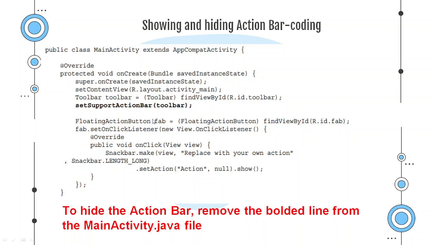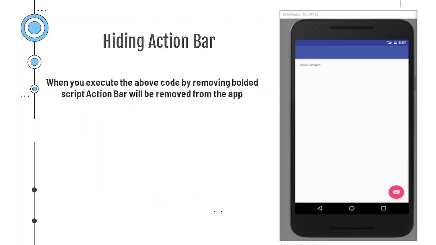Now we will see what happens after removing the bolded line from the MainActivity.java file. This code should be written in the business logic file, with the name MainActivity.java. After removing that particular setSupportActionBar, the action bar title is not appearing because the action bar is removed, that is, hidden from the user's view. That is why the title is not shown here.